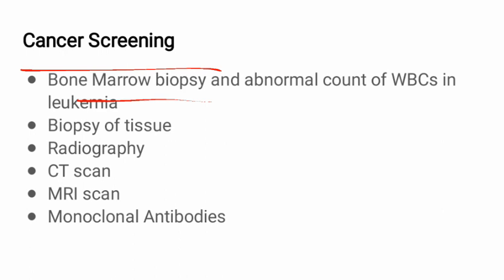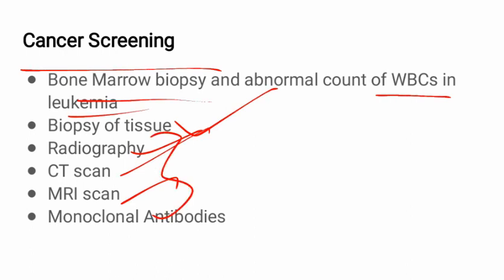Since the WBC count abnormally increases in case of leukemia, you can go for the biopsy of a particular tissue. Radiography, CT scan and MRI scan, these three help to identify the cancer related to a particular internal organ. In case of CT scan, X-rays are used to generate a three-dimensional image of internal organs, and in case of MRI scan, magnetic fields are used.